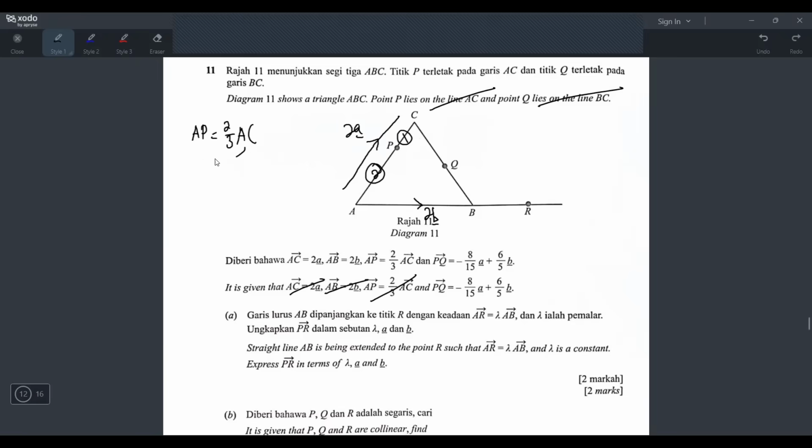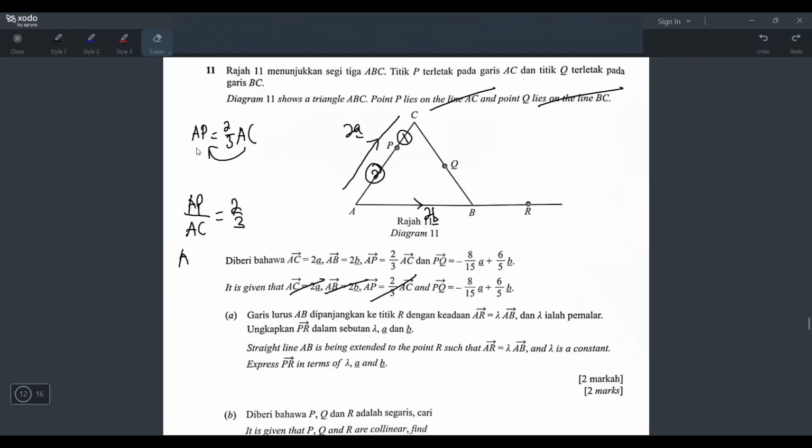Because this AC you can move here. So AP over AC equals 2 over 3. AP over AC means AP ratio AC, and 2 over 3 means 2 ratio 3. That's why AP is 2, AC is 3. But you cannot write 3 here. This one is PC, so you have to take 3 minus 2. Okay, so that's it. This one I will erase.